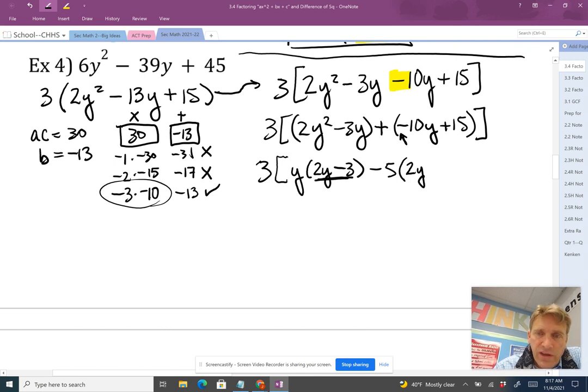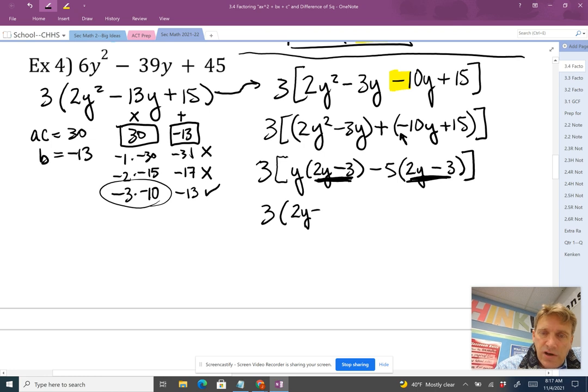We're hoping that we can end up with a factor that looks like this, 2y minus 3. When I take a negative 5 out of 15, what number times negative 5 is positive 15? The answer would be negative 3. So that works out. That's exactly what we wanted it to be. 2y minus 3 is the same as the other 2y minus 3. And now we can write this as 3 times, we can do away with the brackets.